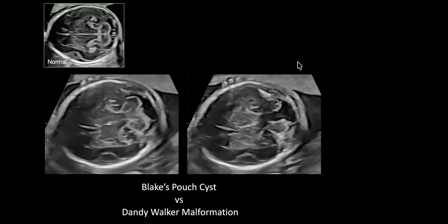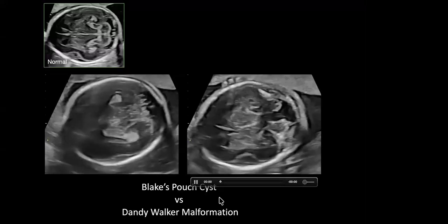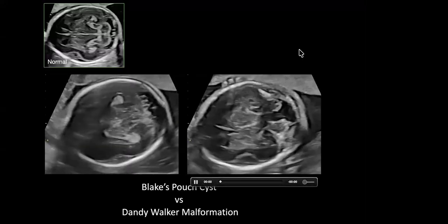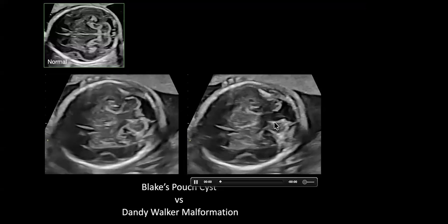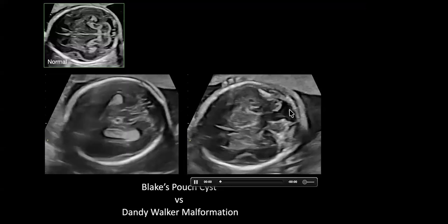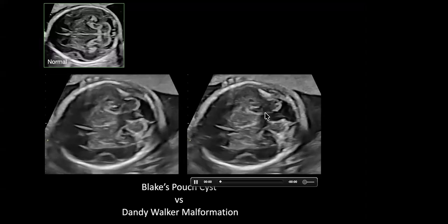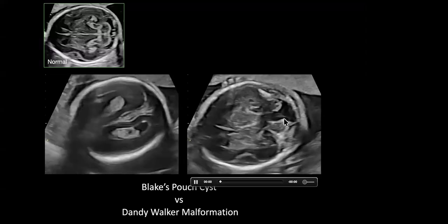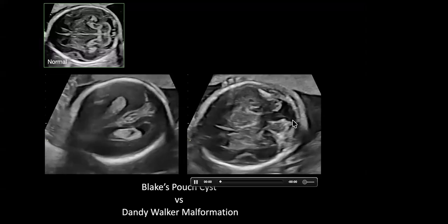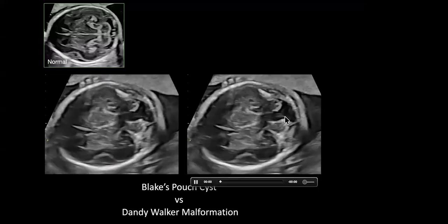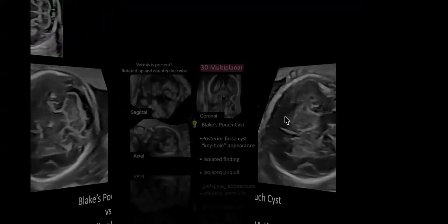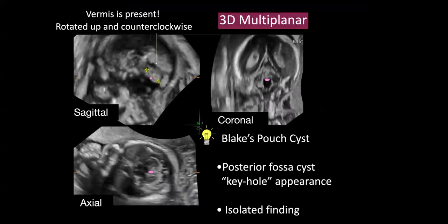And of course, one of the differentials you want to rule out, or you want to get further evaluation for, is whether or not it's a Blake's pouch cyst versus a Dandy-Walker variant. And you could see here, there's the expansion of the fourth ventricle into the cisterna magna, resulting in this large anechoic, cystic area behind the head, in the posterior fossa. So certainly this is abnormal, right? So of course, this is the same case, same patient.